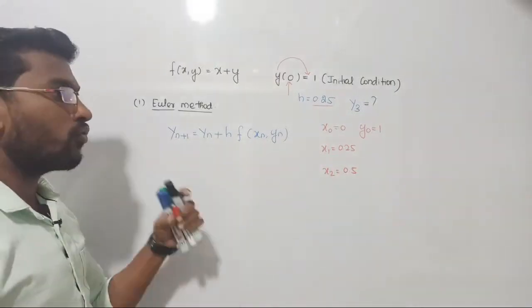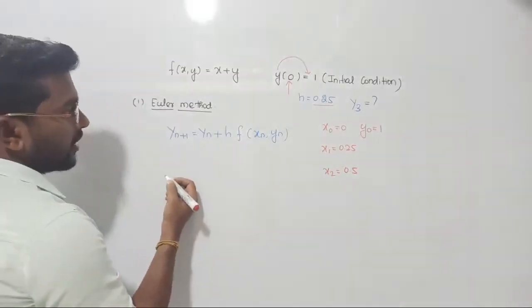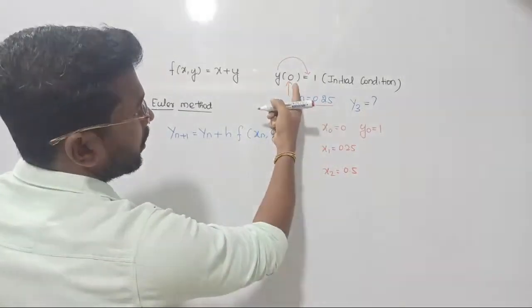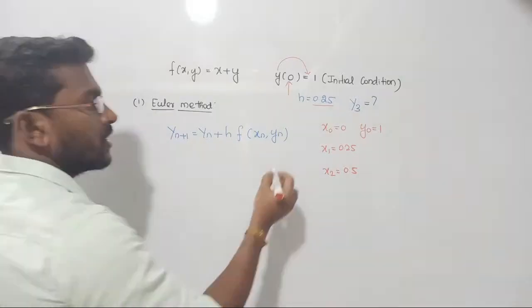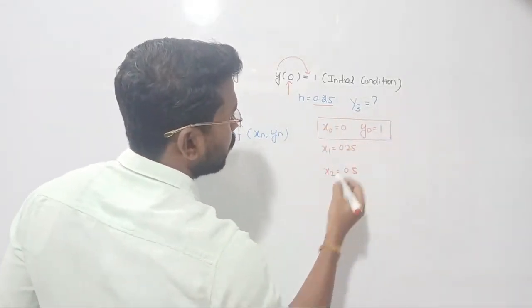Euler methods, in order to find out the correct equation, right? Fine. Let's see what happened. Already we know the value of x naught and y naught, right? Yes, the initial two values are known. Anyway, the question is we have to achieve the value of y3.